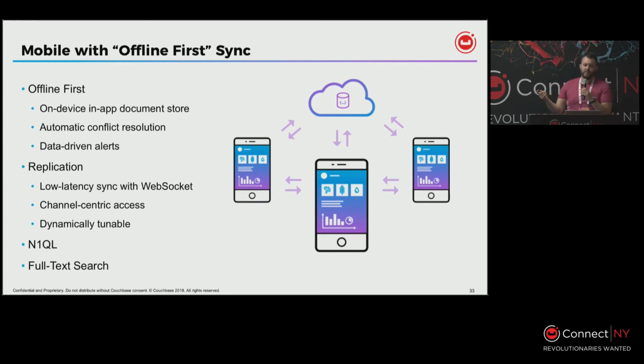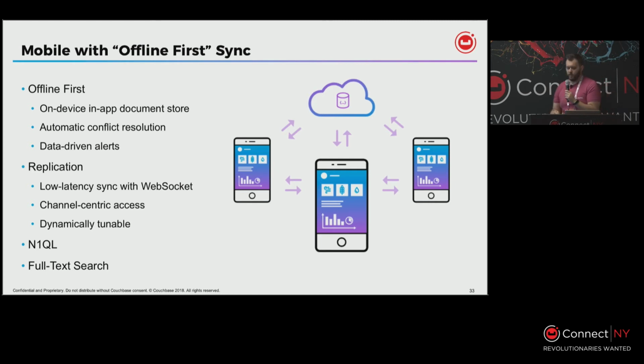And for offline first, let's say you had a given application and you're making a bunch of changes, but you're sitting on an airplane. You should be able to, the moment you get an internet connection, automatically sync those documents and those changes that you made locally on the device back to your Couchbase cluster. And so we have built-in automatic conflict resolution, and data-driven alerts as you're receiving mutations.